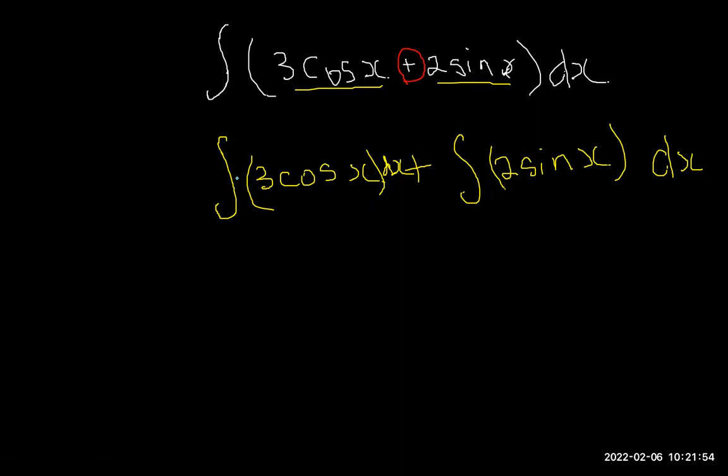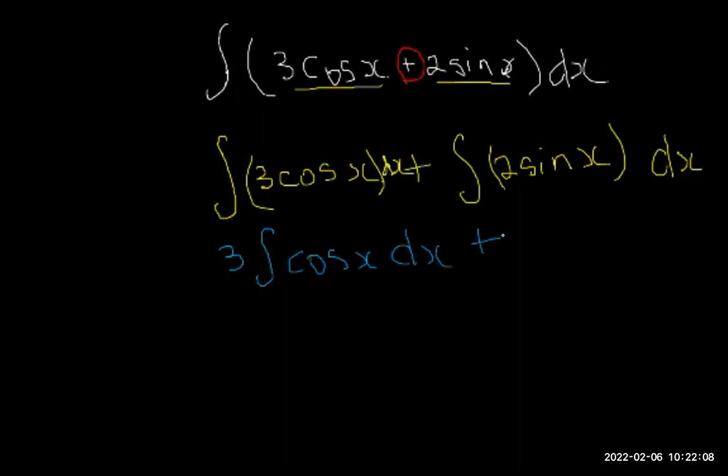According to my rule, the integral of 3 cos x with respect to x is the same as saying 3 multiplied by the integral of cos x dx. Same thing here. I can take the 2 out, and this is multiplied by the integral of sin x dx. Now I have it in a form that I can work with. All you do is apply the rules.